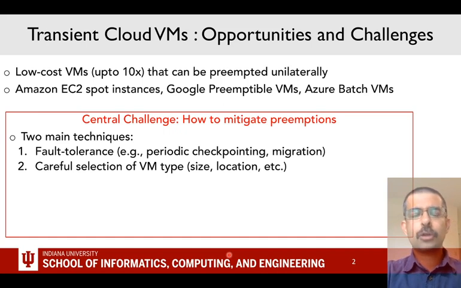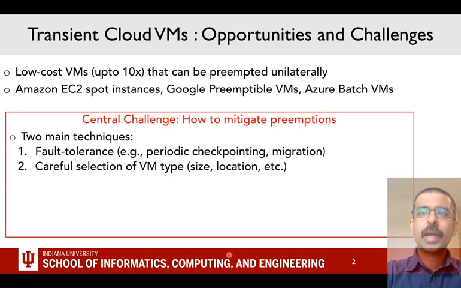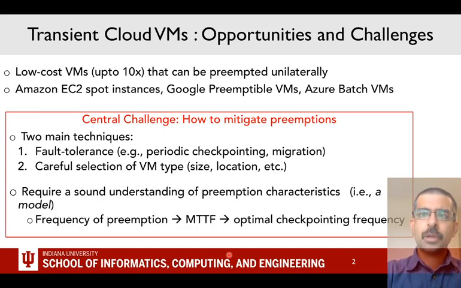Past work has focused on two main techniques. The first is to use some kind of fault tolerance, like periodic checkpointing or migration or replication, to recover from these preemptions. The second technique is to carefully select the VM of a particular type or location which has the specific preemption characteristics that are suitable for the application. Both these and other techniques rely on a sound understanding of preemption characteristics. That is, they require a model of when and how frequently the preemptions occur.